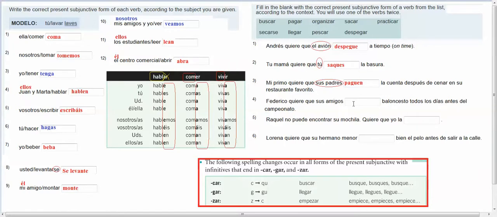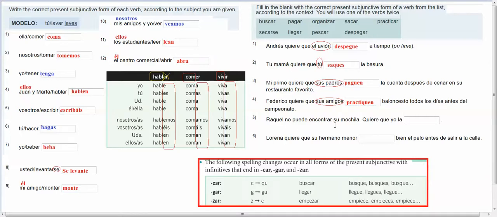Federico quiere que sus amigos blank baloncesto todos los días antes del campeonato. So he wants them to practice, right? He wants them to be good. So again, amigos is for whom we're going to conjugate, but practicar is the verb we want, practicar. If I'm conjugating it into the subjunctive mood, I'm going to take away that AR. For friends, which would be the same thing as ellos, I'd be adding an EN. When I do that, I've taken my verb that has that hard C, practicar, and made it practicen. Well, I want it to be practiquen, so I'm going to take away that C and replace it with a QU, so I get practiquen.